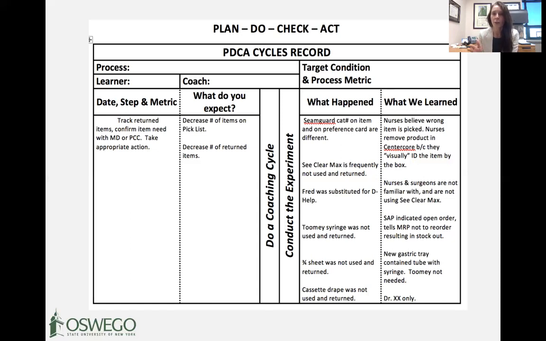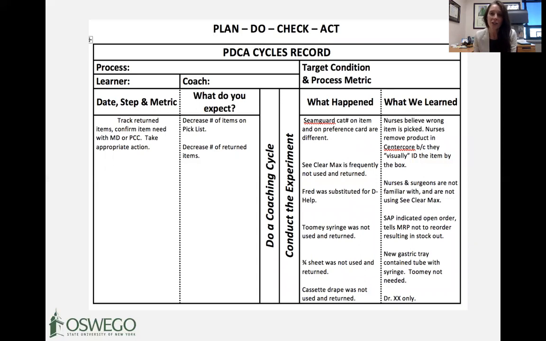So the first step is that the team is going to track the returned items and then confirm with the physician, the surgeon, or the patient coordinator what was returned, was it needed in the first place? Why was it returned? If we thought it was needed and it wasn't needed, what's the disconnect there?